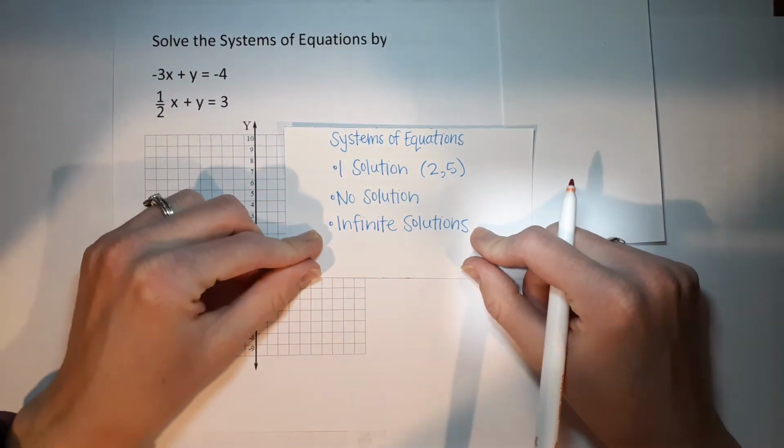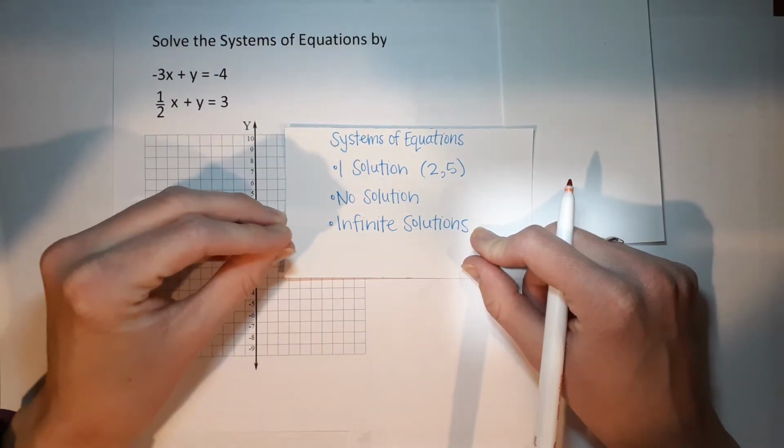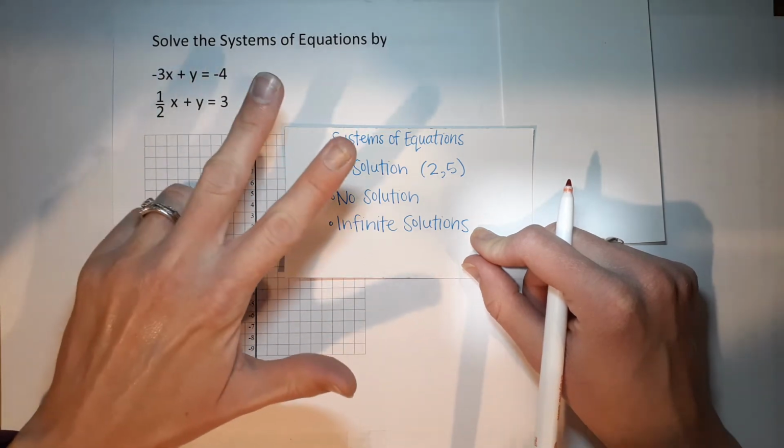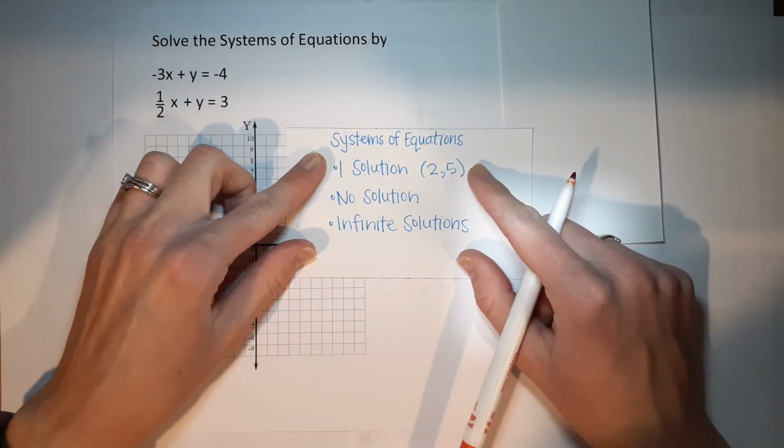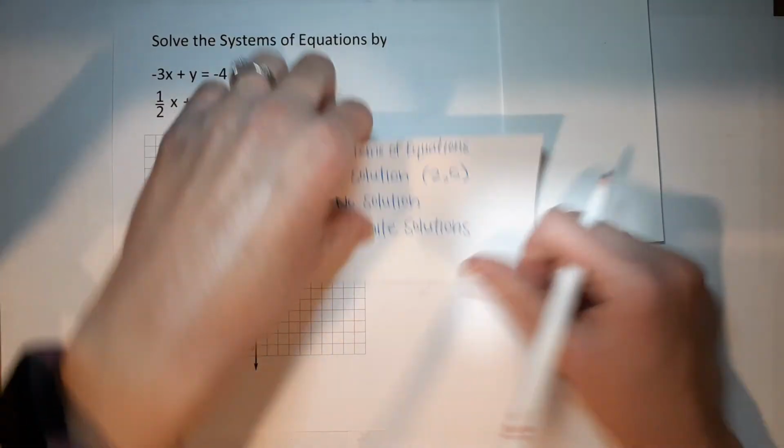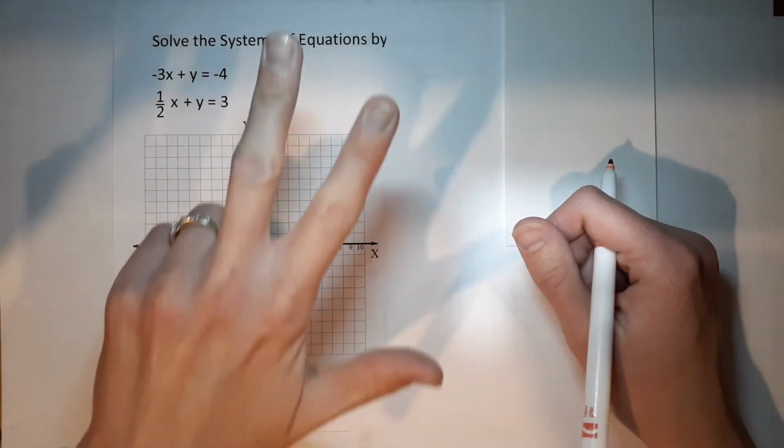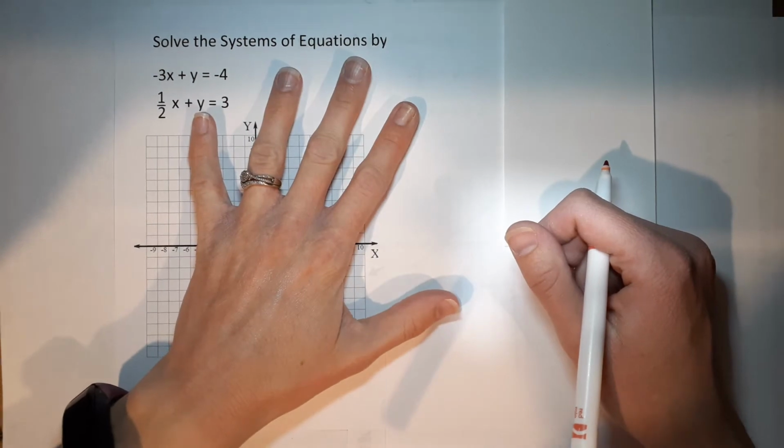You could also have infinite solutions, which I'll show you an example of. We're going to do 3 examples, so you best believe we're going to do one of each. Isn't that nice of me? So stick around for all 3 because it's important. You'll probably run into all the types.